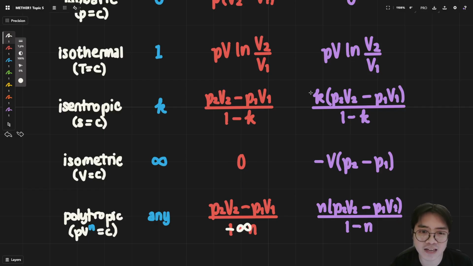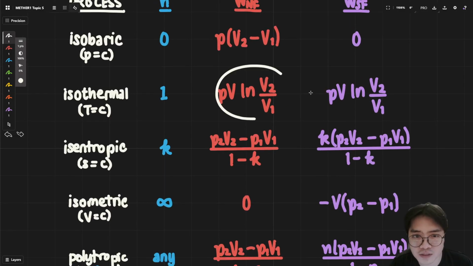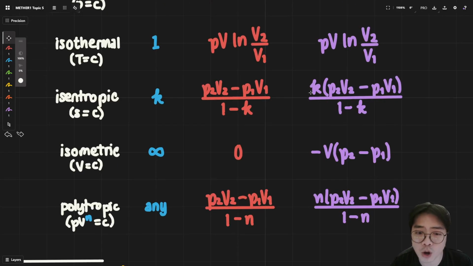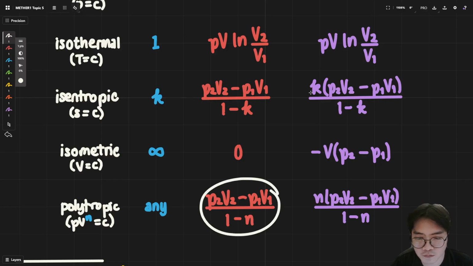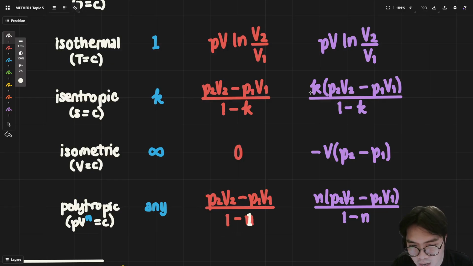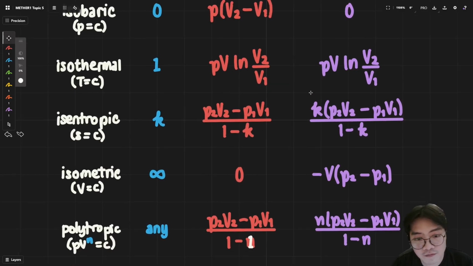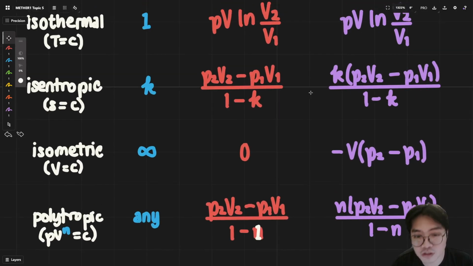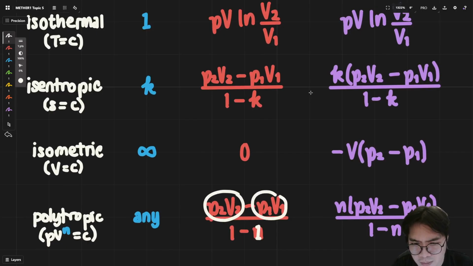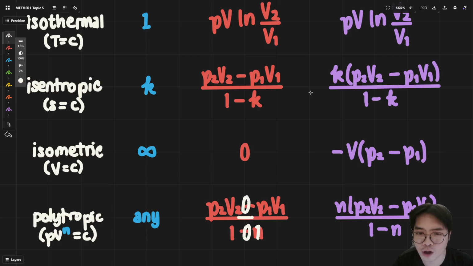And then finally, why did I ask you guys to memorize this thing? It's because this is the only thing that breaks. This formula, if your n is equal to 1, that gives us a division by 0. And notice that if this is an isothermal process, then P2V2 and P1V1 are actually the same. So you will have a 0 over 0, which is L'Hopital's rule.